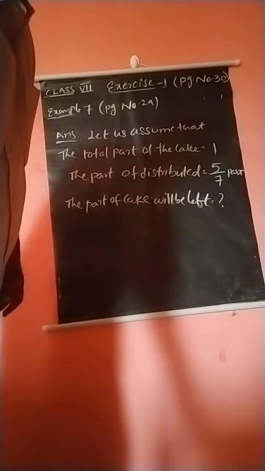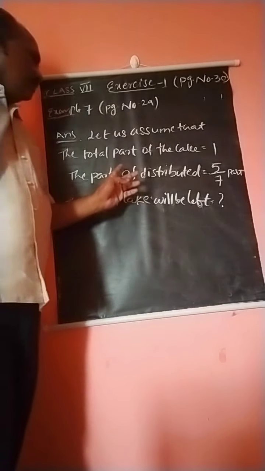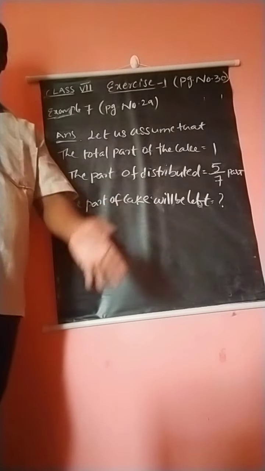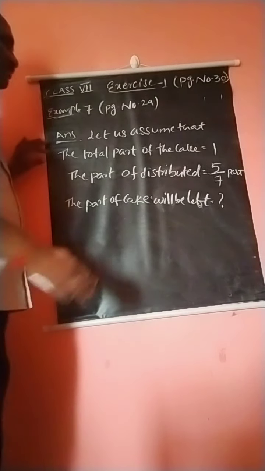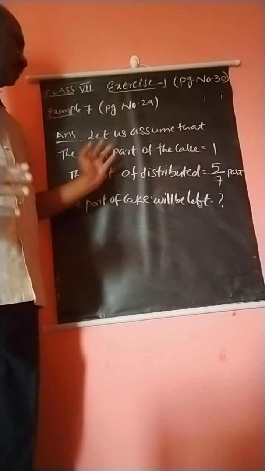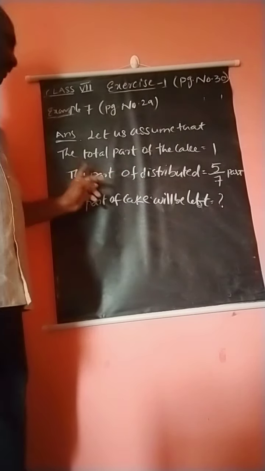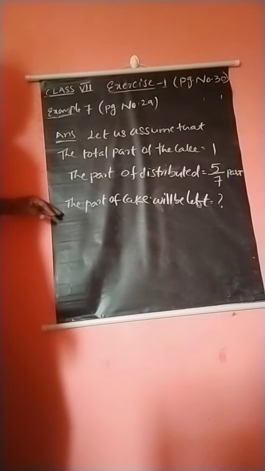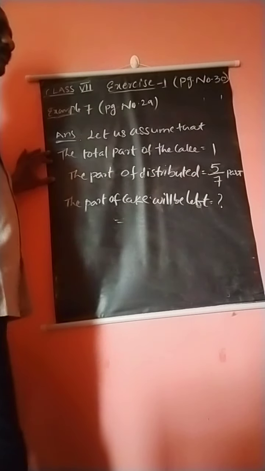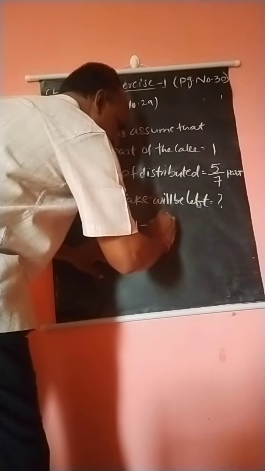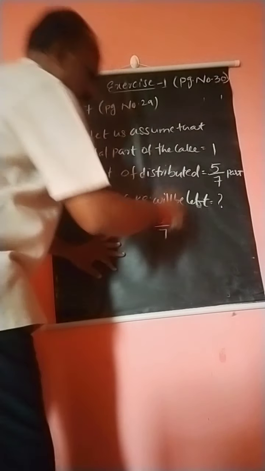So listen here. On his birthday, he distributed 5 by 7 part of the cake. Then what part will be left is the question. First of all, let us assume that the total part of the cake is 1. The part distributed is 5 by 7. What part of the cake will be left is very simple. We have to subtract the distributed part of the cake from the total part. That is 1 minus 5 by 7.